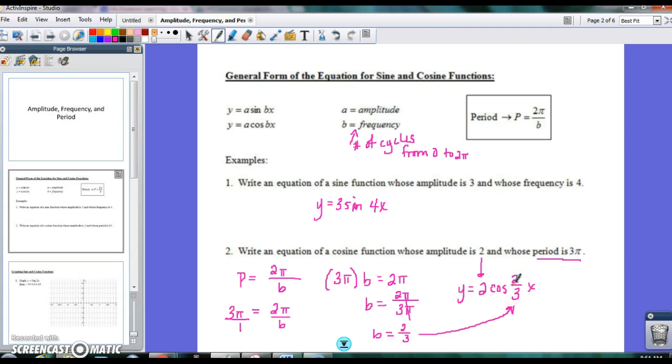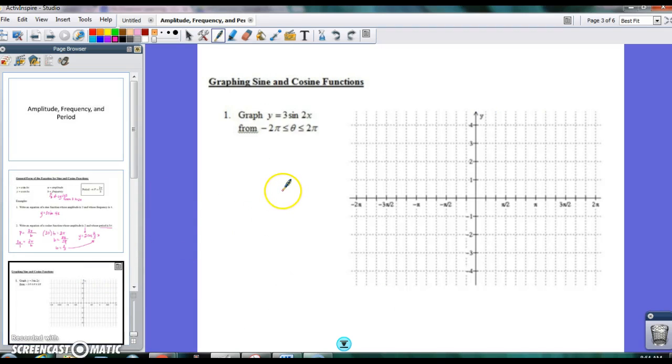Okay, so that's just some basics, how you would write the equation, but we're going to talk about graphing and how these different components affect our graph. So we'll start with this one. It's saying to graph y equals 3 sine 2x from negative 2 pi to 2 pi. And this should probably be an x here, not a theta. Whatever variable you have here, you should have the same variable here. But we're not going to be too concerned about that right now.